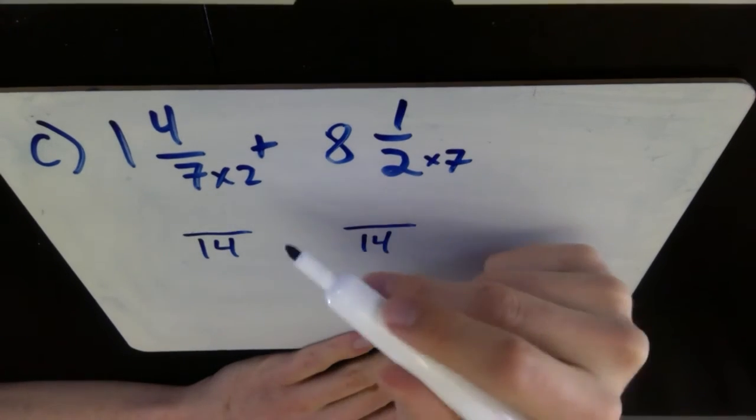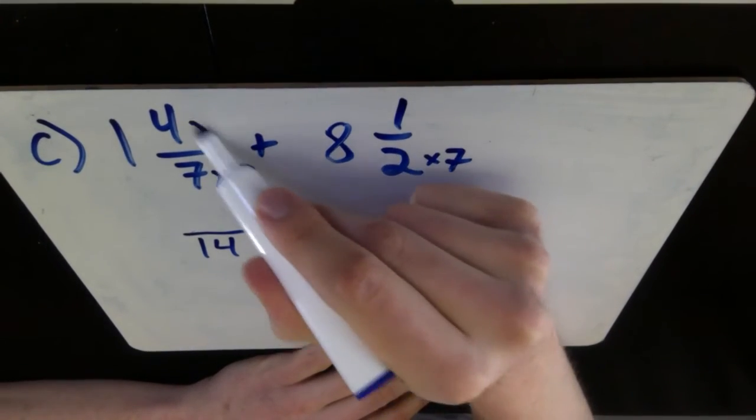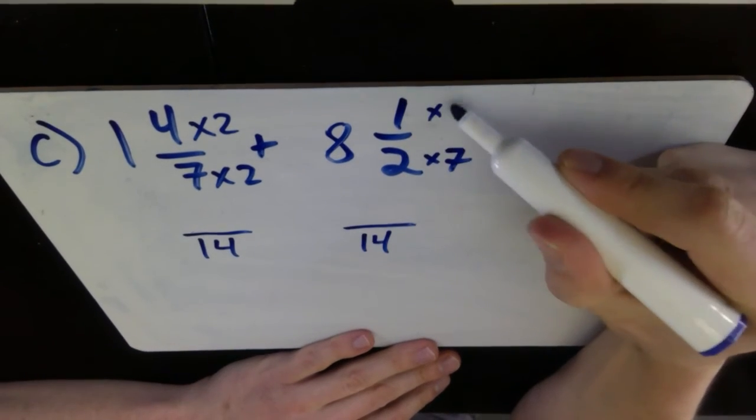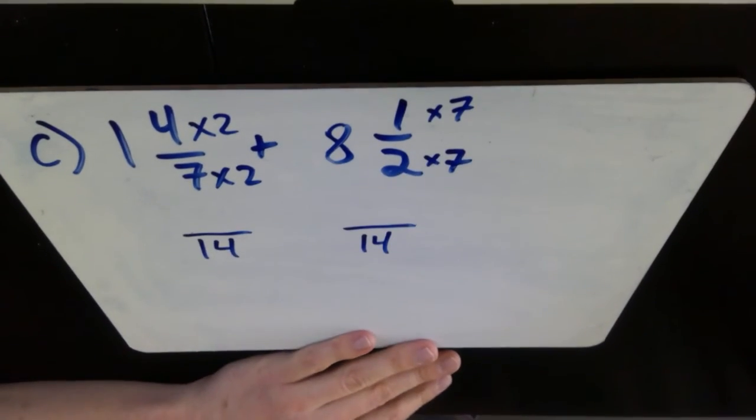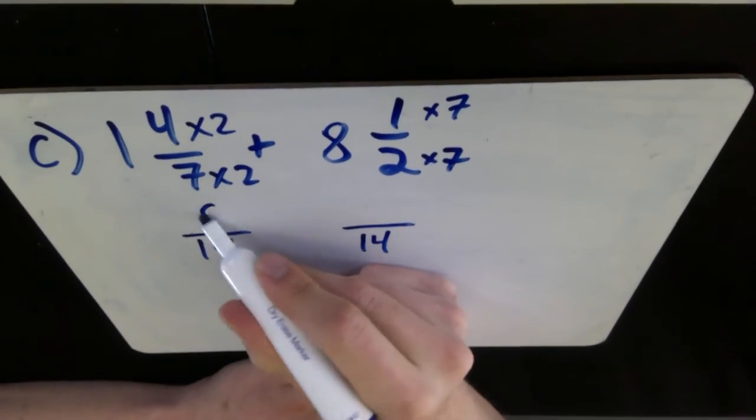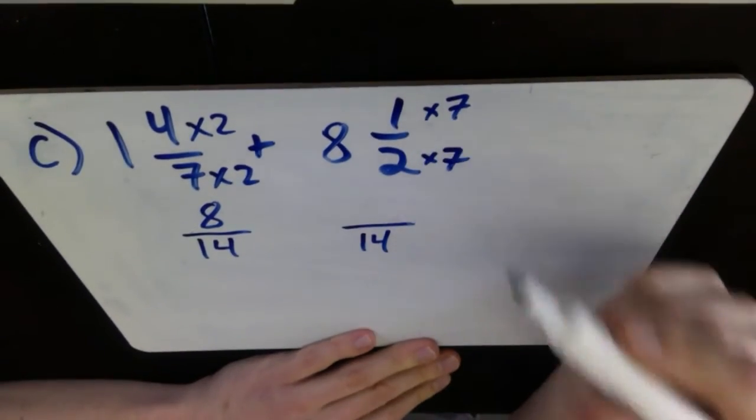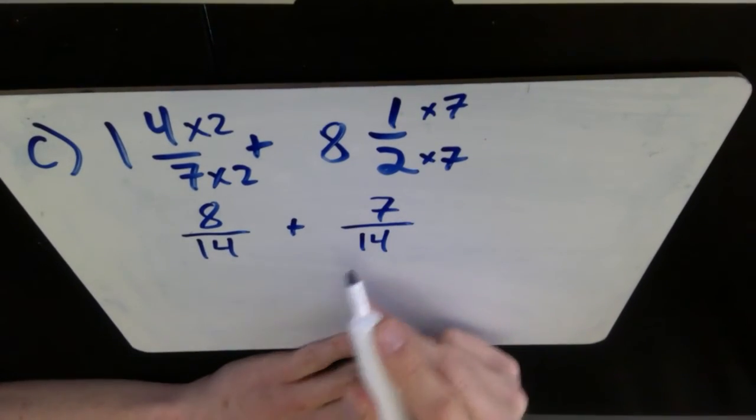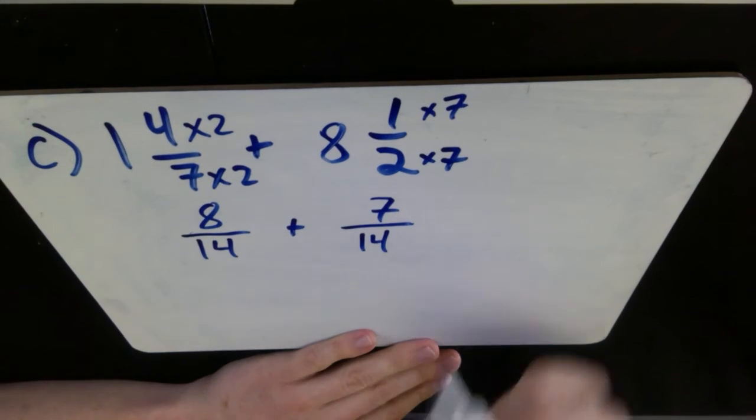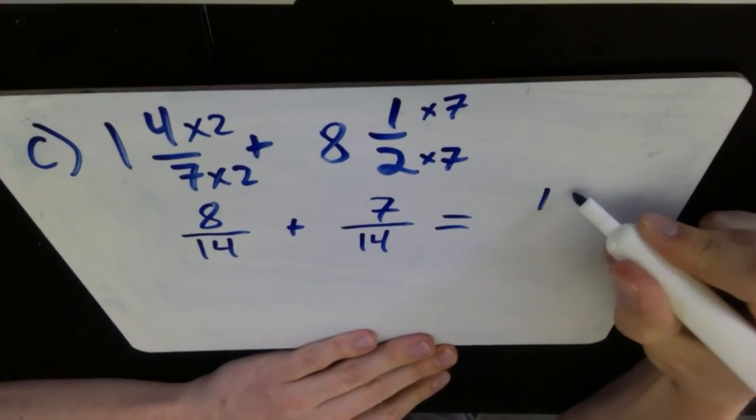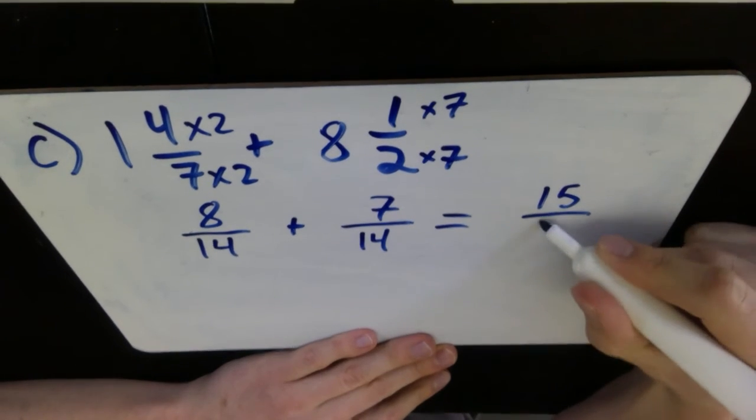Let's do the same thing to the top. Whatever I did to the bottom over here, I'll do to the top of this fraction. Whatever I did to the bottom over here, I'll do to the top of this fraction. And let's create our new numerators. 2 times 4 is 8. 1 times 7 is 7. Because we have that common denominator now, we can add these together. 7 plus 8 is 15 over top of 14.